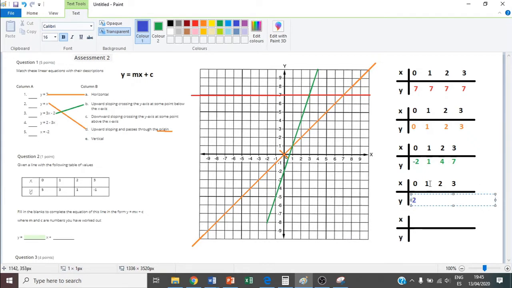Next, when x is equal to 1, I go over here and I replace the x with a 1. So this is 2 minus 3 times 1. That's 2 minus 3, which is negative 1. So when x is 1, y is negative 1. Next, when x is equal to 2, I'll replace this x with a 2. This is 2 minus 3 times 2. 3 times 2 is 6, so that's 2 minus 6, that's negative 4.